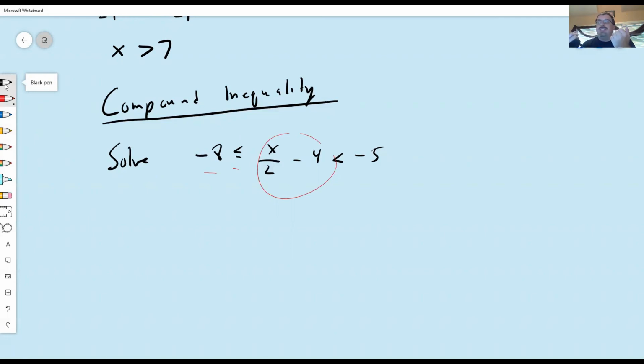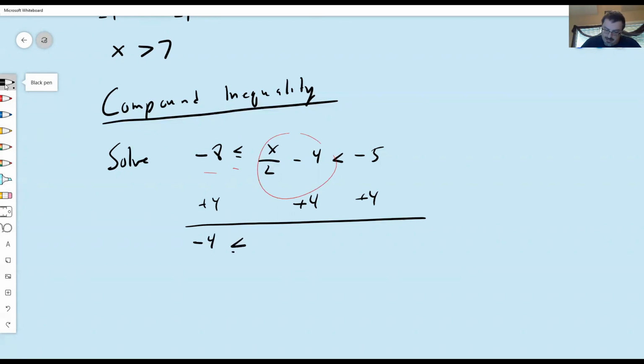In terms of solving this, it's actually pretty simple. Our goal is to get x in the middle by itself. So just like before, if I want to get x over 2 by itself, I have to add 4 to both sides. So plus 4, plus 4, plus 4 there. I did the left side, I did the middle, and I'm doing it to the right side. So minus 8 plus 4 is minus 4, is less than or equal to x over 2, which is less than minus 1.